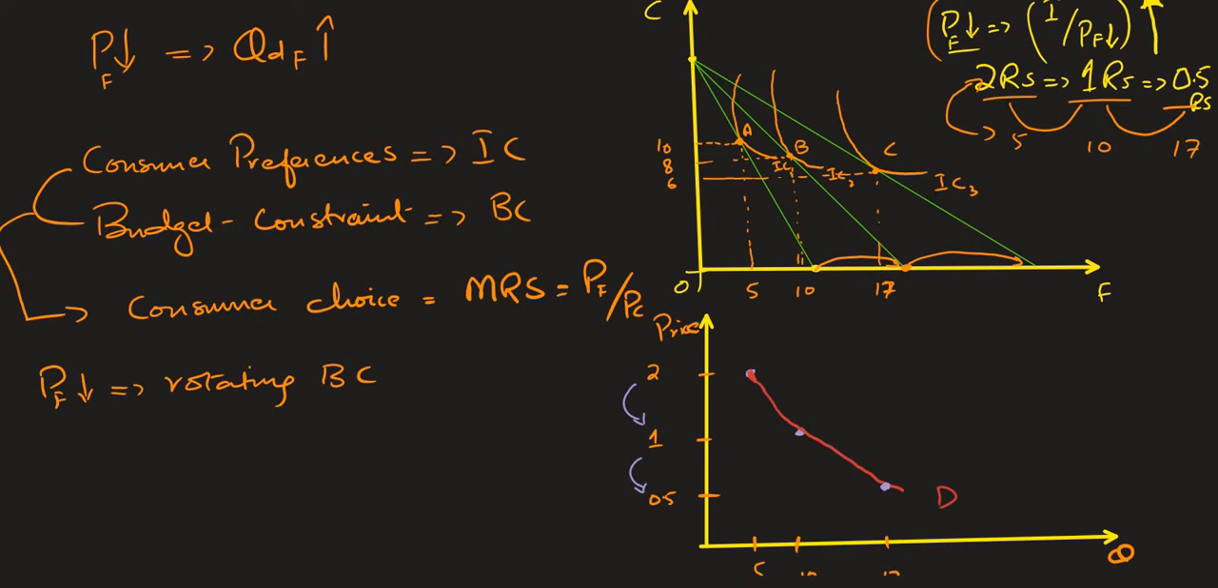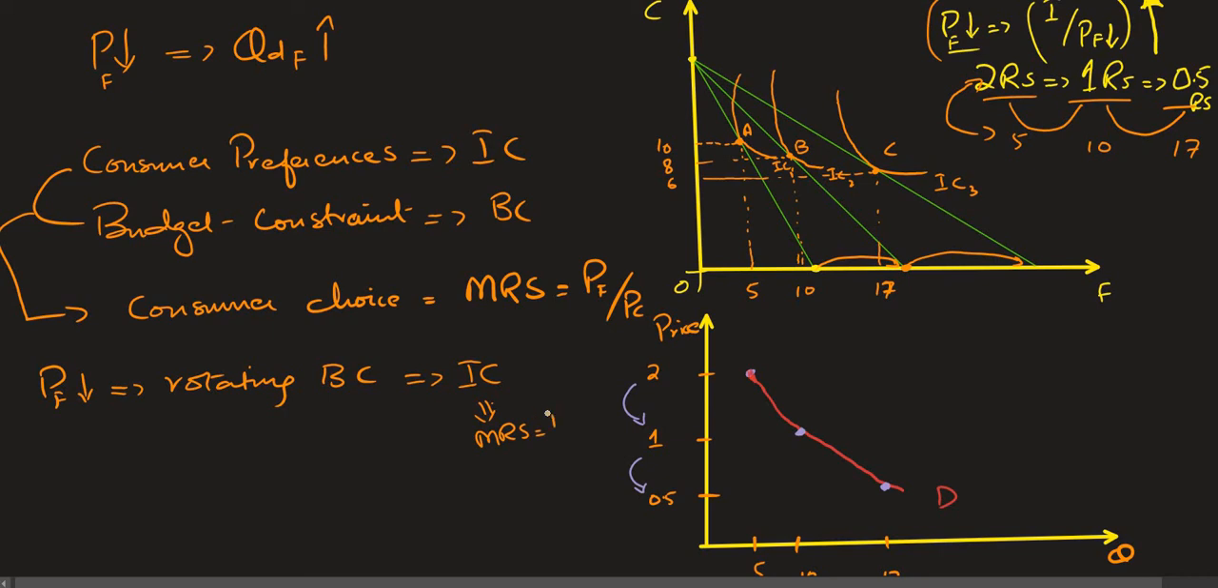So what I was saying is that when the price of food has declined, we are rotating the budget constraint. While rotating the budget constraint, we are looking at different indifference curves. There was an indifference map in which there are different indifference curves, and at every budget constraint there was an IC curve which I was facing. All these IC curves were tangent upon the budget constraint, where the marginal rate of substitution was equal to the price ratio.